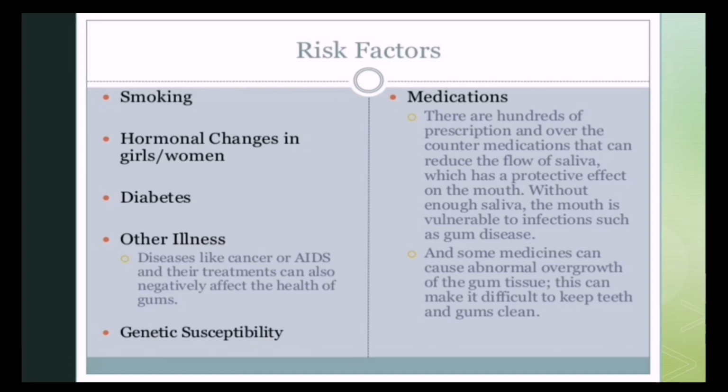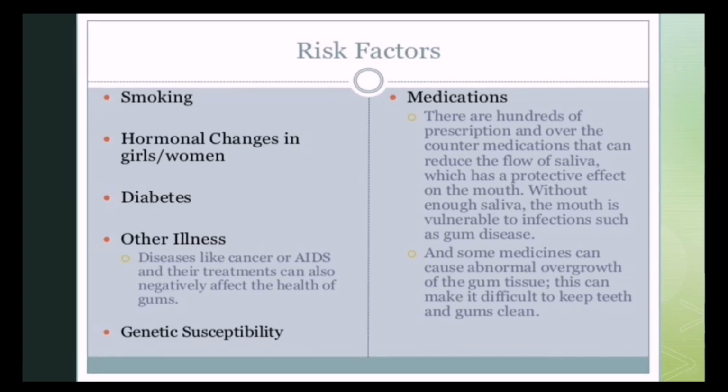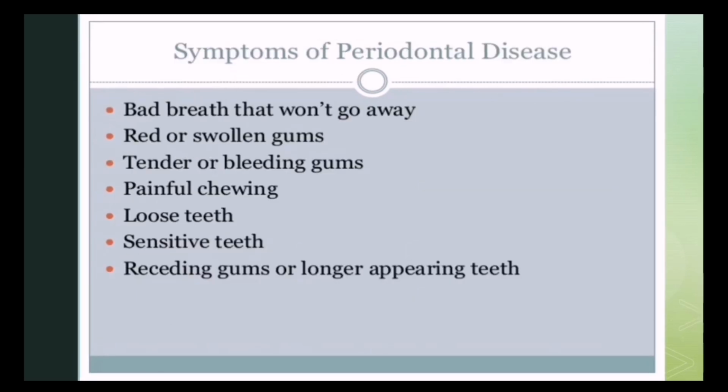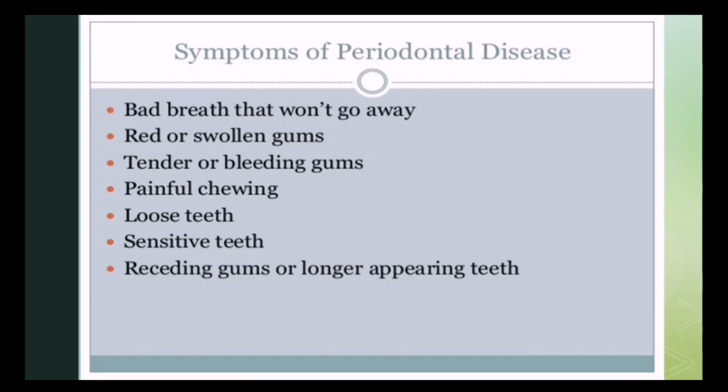Without enough saliva, the mouth is vulnerable to infections such as gum diseases, and some medicines can cause abnormal overgrowth of the gum tissue. This can make it difficult to keep teeth and gums clean. Symptoms of periodontal disease: bad breath that won't go away, red and swollen gums, tender and bleeding gums, painful chewing, loose teeth, sensitive teeth, receding gums, or longer-appearing teeth.